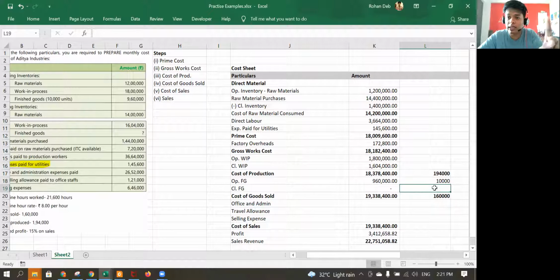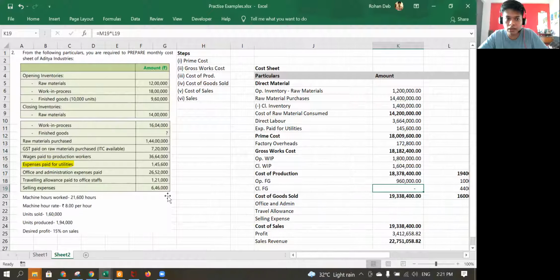You first have to calculate the number of units of closing stock. How do you calculate that? Opening stock plus the number of units that were produced. So opening stock is 10,000 plus this one, minus goods sold. So this is the number of units that is in my finished goods. Okay, so I've made 204,000 units. Out of that, I have sold 1,60,000. So 44,000 is left.